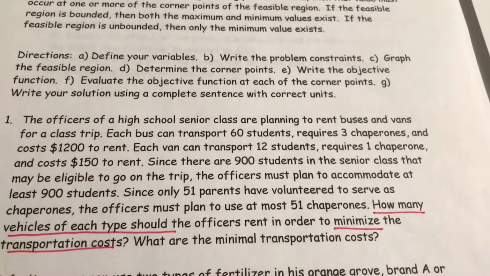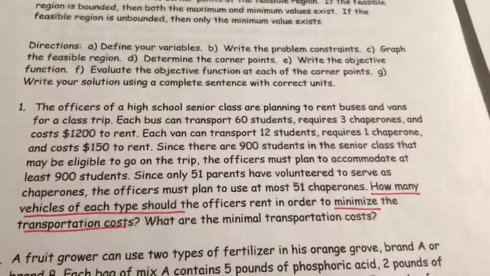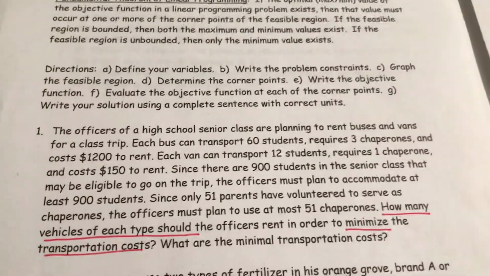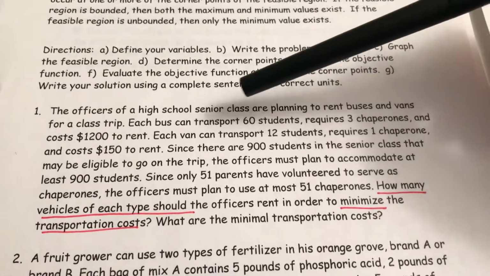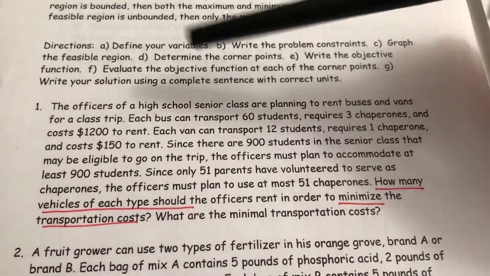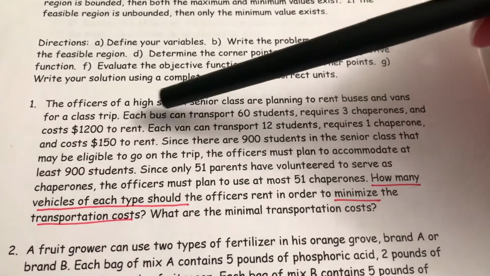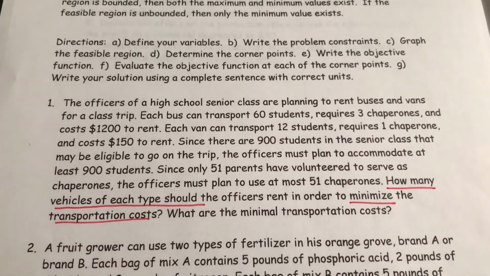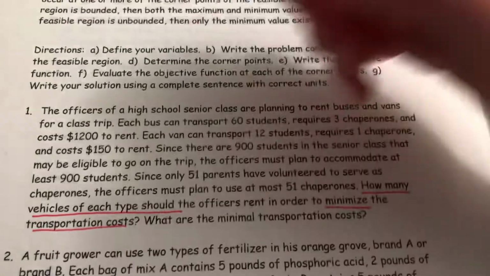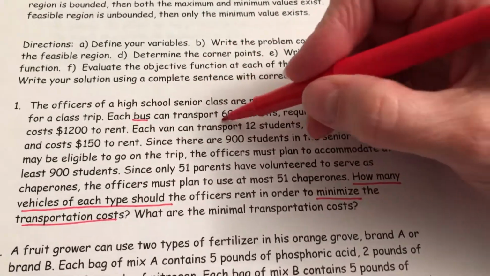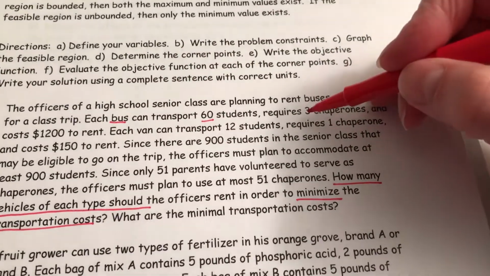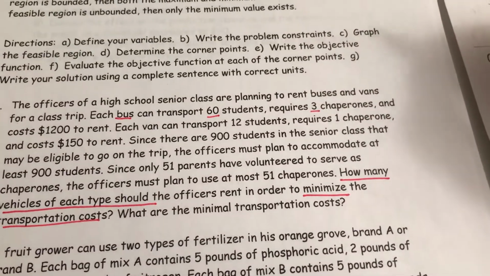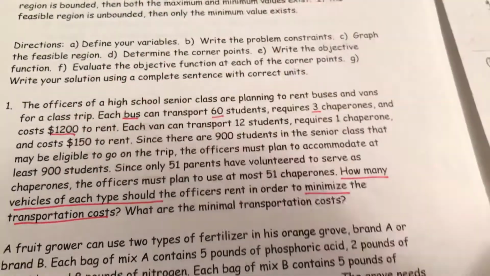Let's look at a problem that we're going to be facing. The officers of a high school senior class are planning to rent buses and vans for a class trip. Each bus can transport 60 students. I probably should write that or underline that. So each bus can transport 60 students, requires 3 chaperones, and costs $1,200 to rent.